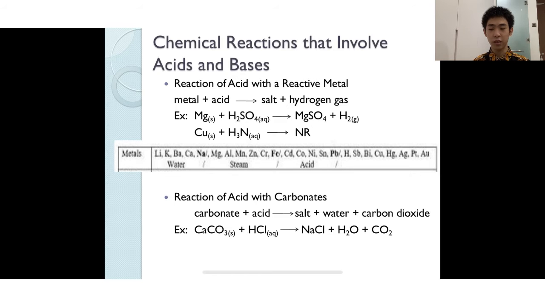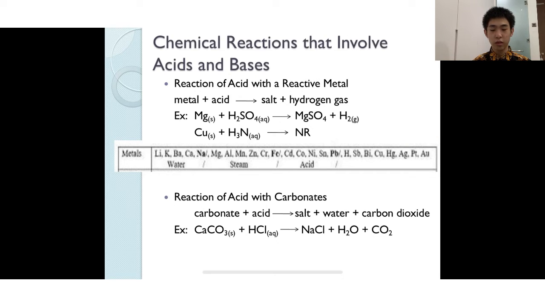In the table of reactivity series, the metals are arranged in a decreasing order of reactivity, starting from the left. So, the leftmost metals, which are lithium, potassium, barium, calcium, and sodium, are the most reactive metals, while the rightmost metals, antimony, bismuth, copper, mercury, silver, platinum, and gold, are not reactive.